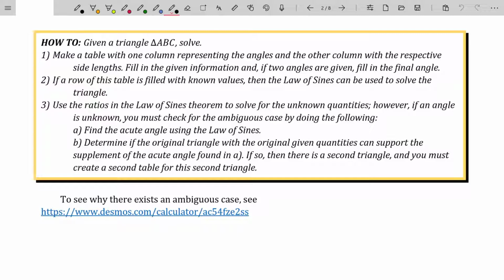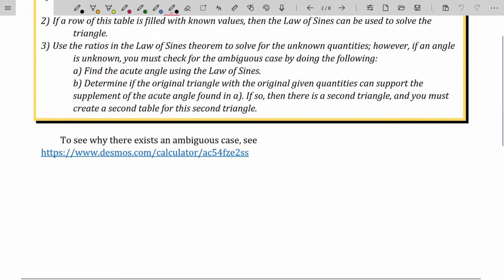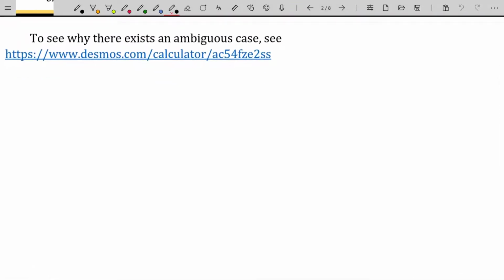Well, in a general, very easy case, you're just given the triangle ABC and you're asked to solve. You're given parts of that, maybe a side, an angle, maybe a couple angles and a side, or maybe a couple sides and an angle. But you haven't been given all the information for the whole triangle. So the best way to tackle it is to make a table of values with one column representing the angles. I'll show you what I mean.